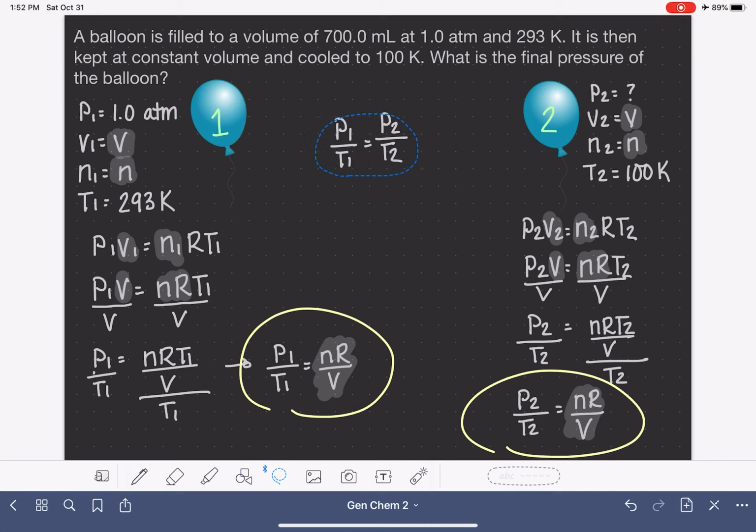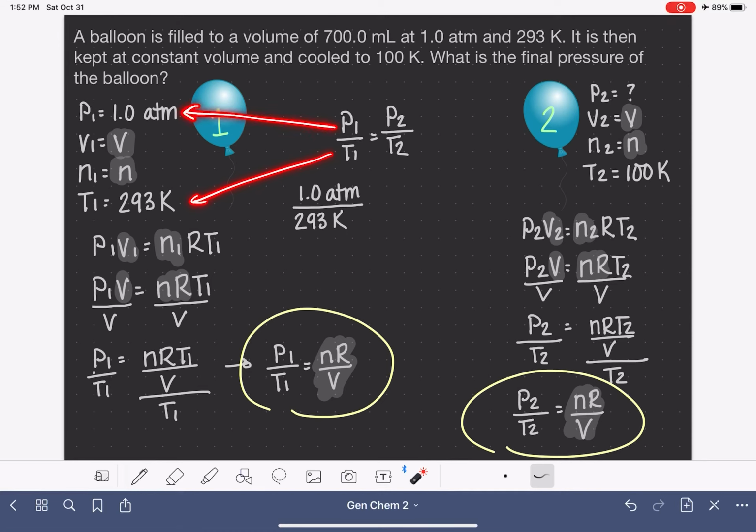After we've done this derivation, we are now ready to plug in the values that we are working with. Our initial pressure is 1 atmosphere and our initial temperature is 293 Kelvin. These are numbers that I'm taking from here. That is equal to our final pressure, which is what we're trying to solve for, divided by the final temperature, 100 Kelvin. To solve for P2, we go 1 times 100, and we divide that by 293, and we get a final pressure of 0.34.